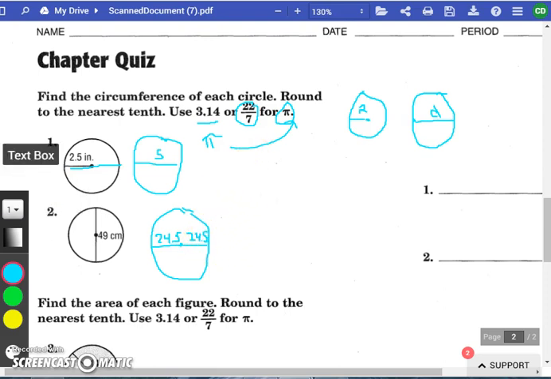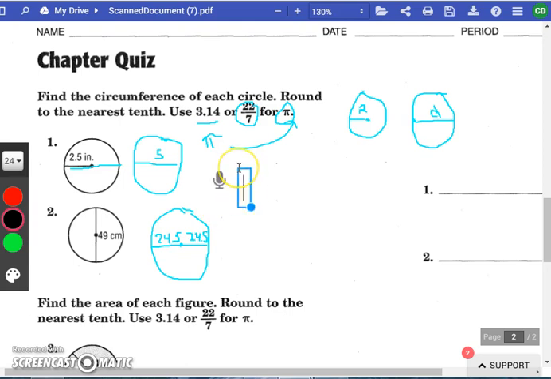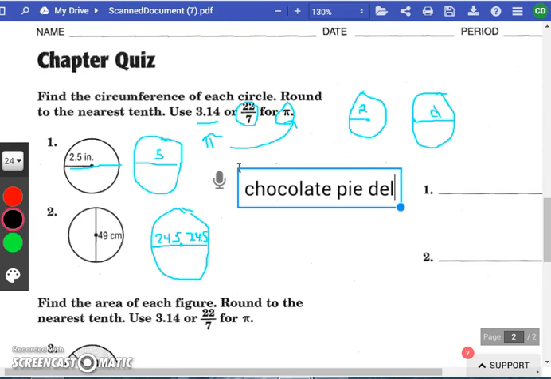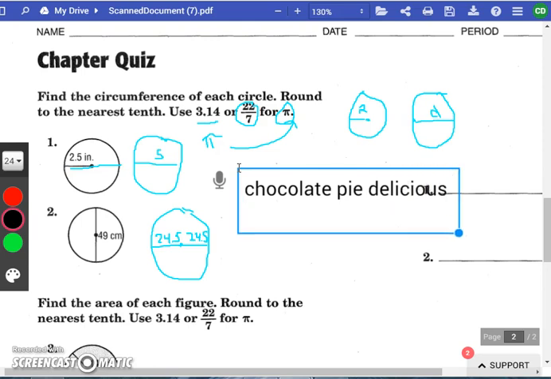Now, I want to share with you a cool little phrase that I would write down when I'm taking these CASP tests. I would write: chocolate pie delicious. Okay, chocolate pie delicious, kind of a weird phrase, but you're going to see why it's important. And then apple pies are too.